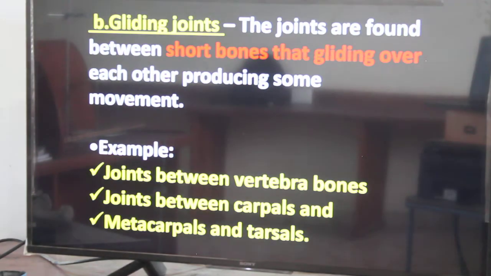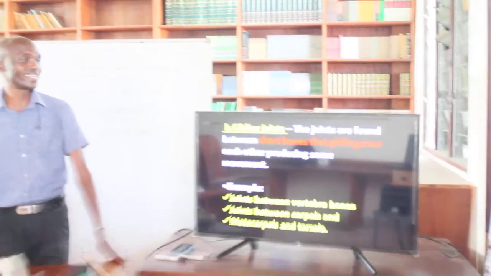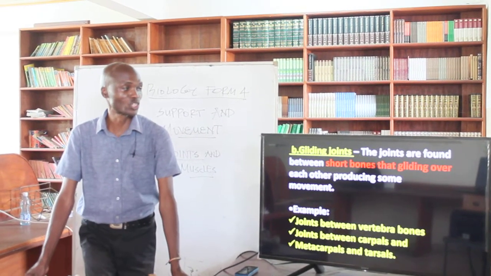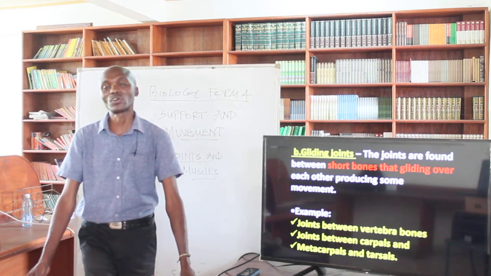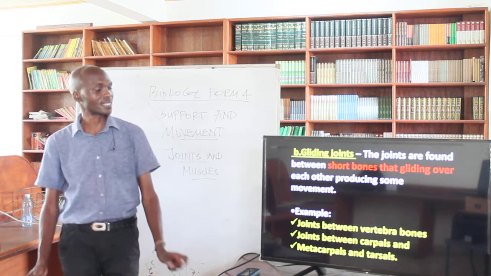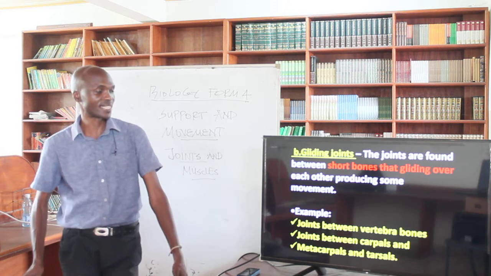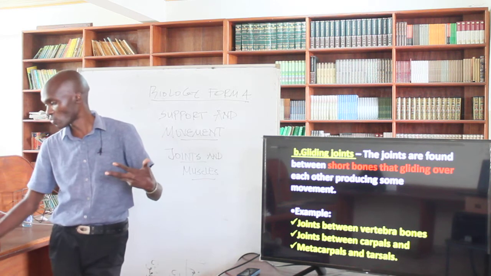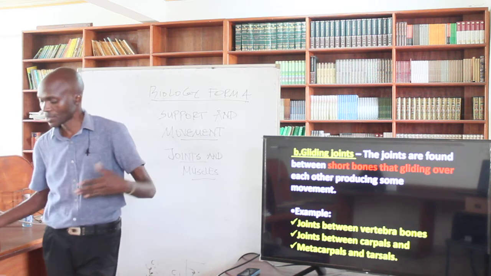Number two, we have what are referred to as the gliding joints. These are joints found between short bones that glide over one another, and therefore they produce some movement. Very good examples are the vertebral bones, such as the cervical vertebrae.